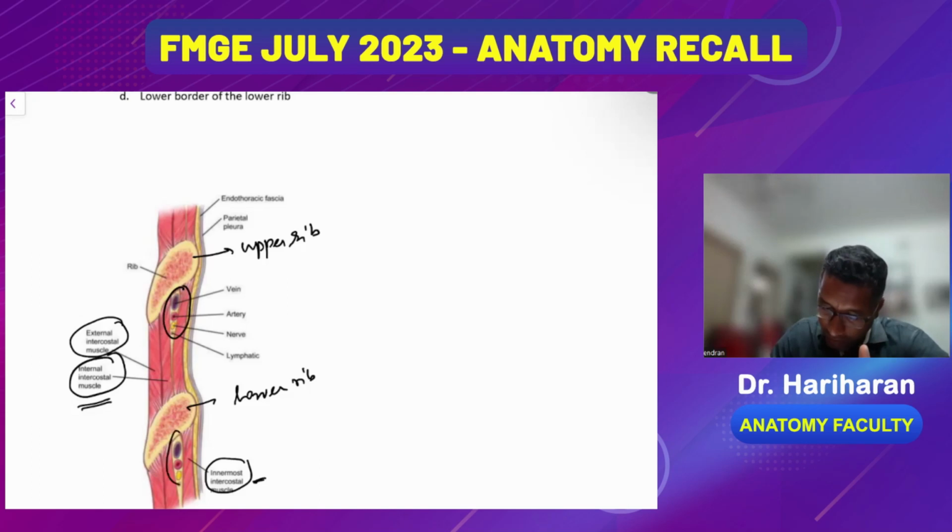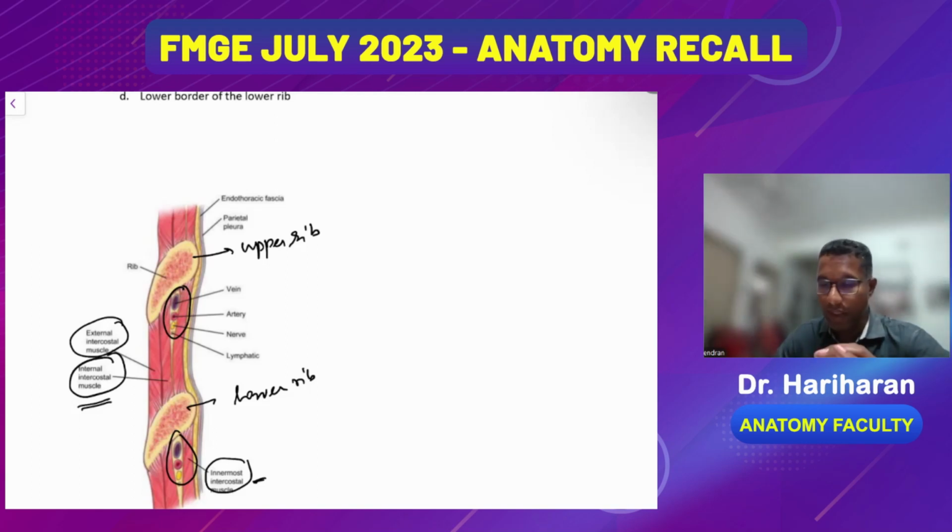These neurovascular bundles are running just beneath the ribs. There is an area called the costal groove, and just beneath the ribs, they are running.